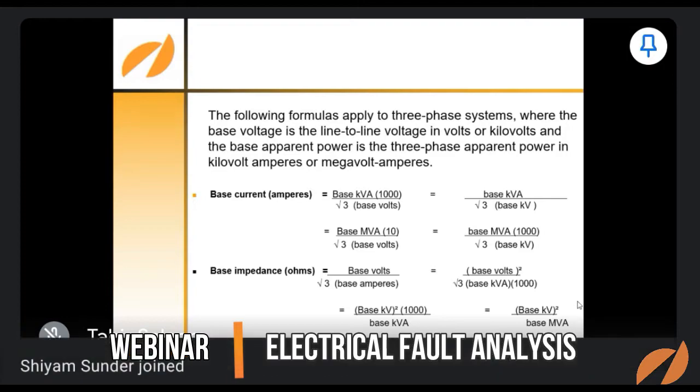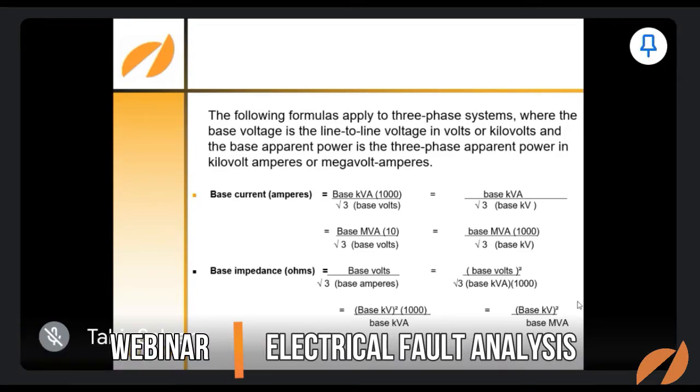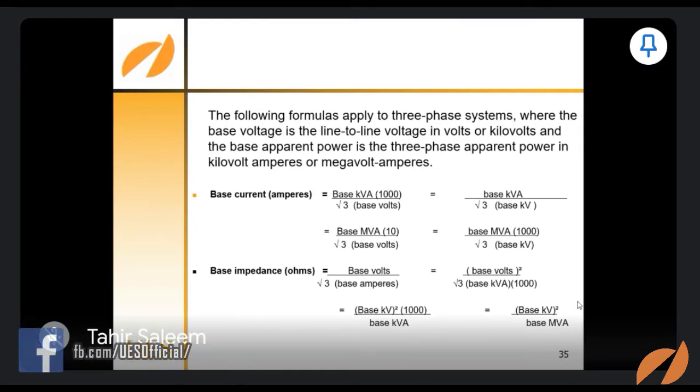For a three-phase system, the base voltage is the line-to-line voltage in volts or kilovolts, and the base apparent power is the three-phase apparent power in kilovolt-amperes or megavolt-amperes. So these are the different formulas and their application. You have to select the base voltage, convert all your impedances, reactances and resistances to this base voltage, and calculate your short circuit current as per Ohm's law. So these are the different applications of the different formulas, not difficult.